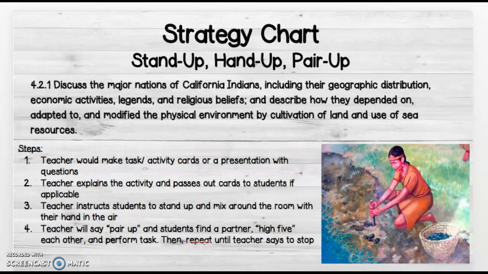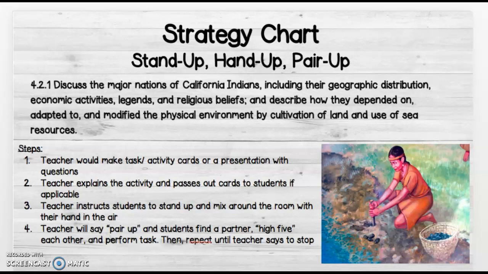Okay, so now speaking to everyone in Education 441, let's get out our yellow strategy chart. So we're going to add a new strategy to our chart, which is, of course, stand up, hand up, pair up. Now, to briefly go over the standard that we used for our lesson for 4th grade, it was all about discussing the major nations of California Indians, specifically on how they depended on, adapted to, and modified the physical environment by cultivation of land and use of sea resources.